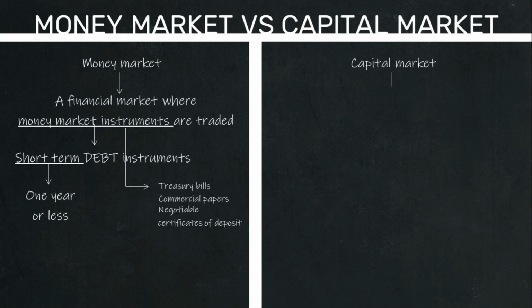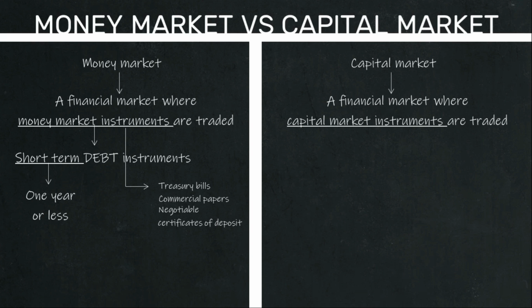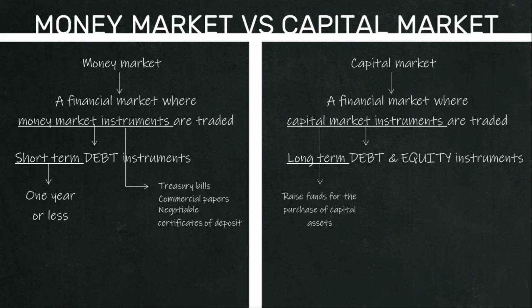A capital market is a financial market where capital market securities are traded. And what are capital market securities? Capital market securities are long-term and are either debt or equity securities. They are called such because they usually raise funds for the purchase of capital assets such as building and major equipment. Capital market securities typically include bonds, shares of stock, and mortgages.